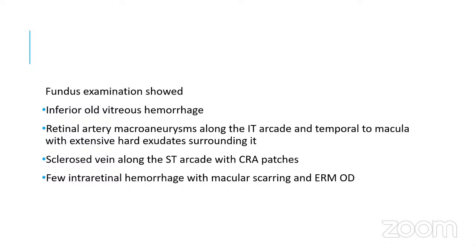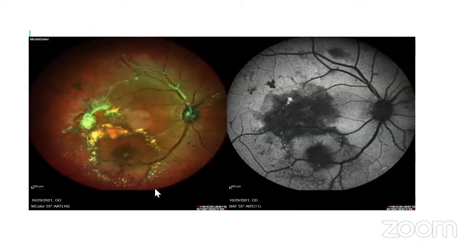I'll show the image here. It showed inferior vitreous hemorrhage. Then it shows multiple macroaneurysms. One temporal to the fovea is a hyalinized macroaneurysm. Now, one at the IT arcade is an active macroaneurysm with exudation surrounding it. There's ERM at the fovea. Then there is one blocked vein at the ST arcade.